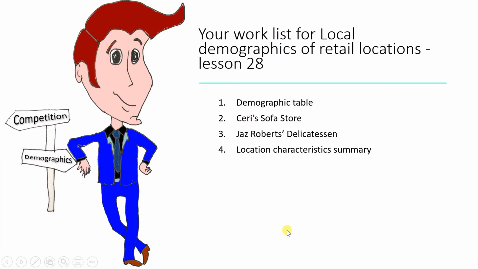So here are the tasks for the final lesson, that you've got four. You've got a demographic table, you've got Kerry's sofa store, Jack Roberts' delicatessen, and a location characteristic summary. So that's pretty much for all the lessons.